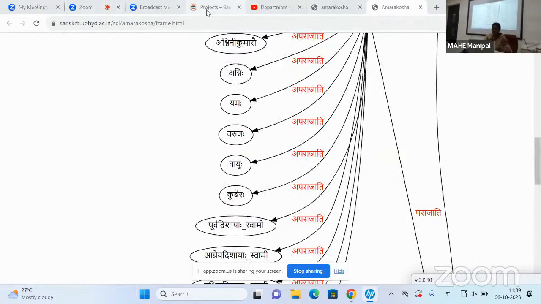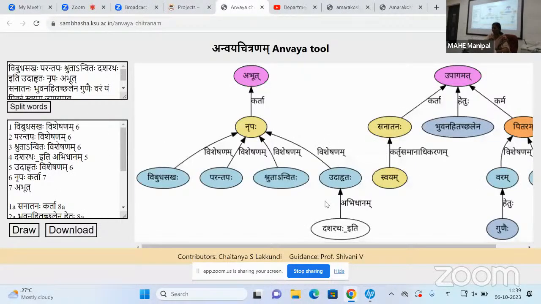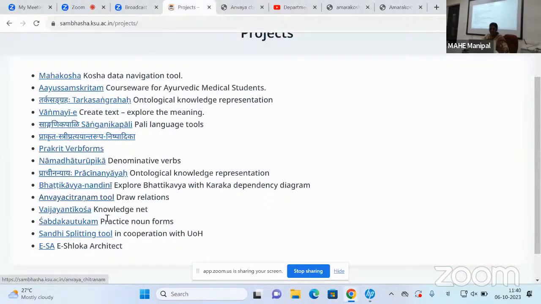So like this, we have many projects. This is Anvaya Chitranam, for studying sentences. This is the representation of it. It's automatic: if you give any sloka, you will get it in this form. This is a Karaka analysis. For example, in Ram goes to school, goes is the kriya, and who is going? Rama, he is the karta. And where is he going? That is the karma. Like that, it will automatically show. Here Nirpa is a karta, and this is a Visheshana. It shows a graphical representation, so the sentence is easy to understand. You can do this for Kannada or any language; the tool is the same. This is done in Python.